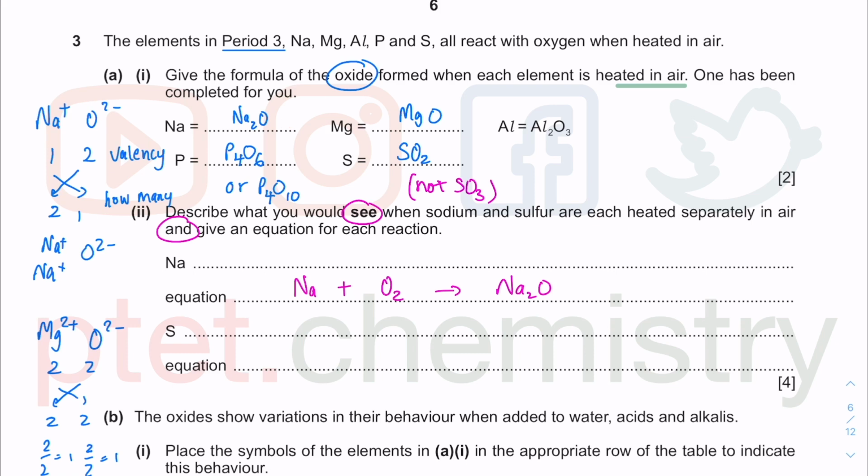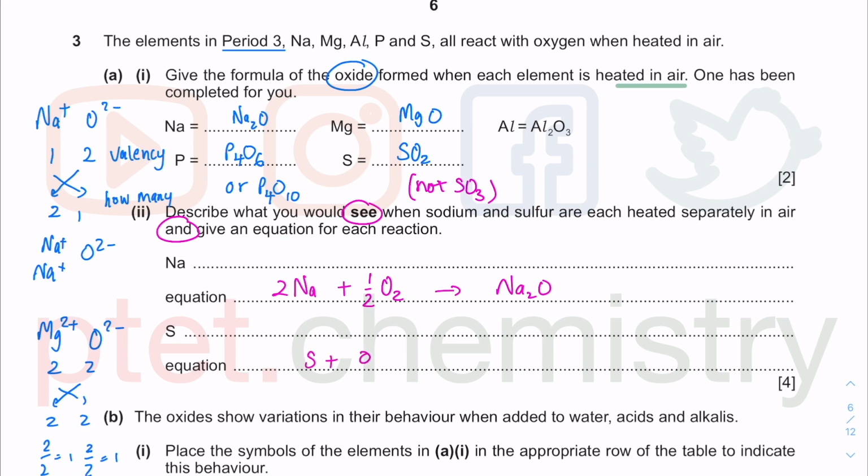We've got to balance everything we write. So 2 sodium there means 2 sodium there, and 1 oxygen atom there means I have to balance this with 1 oxygen atom. But this is a molecule, so half times 2 gives me 1 oxygen atom, and that equation is balanced. I don't need a state symbol. The question didn't ask me for the state symbol.